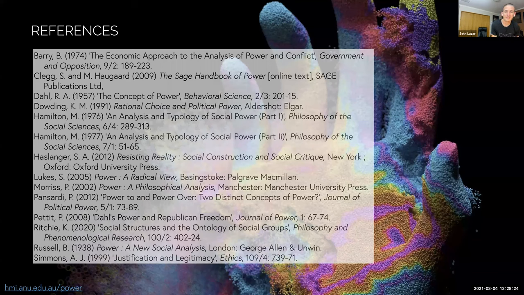I would say very much look at the Sally Haslanger book there, Ted. I think that's a sort of a best version of some of that idea. Big recommendation for the Hamilton analysis and typology of social power. If you want to think more about social structures, Catherine Ritchie is there. And I strongly recommend the Power Over and Power To paper by Pamela Pensardi.